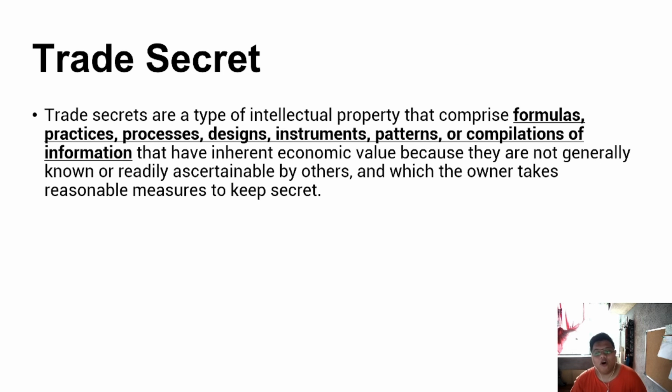The fourth type of intellectual property is what we call the trade secret. What is trade secret? Trade secrets are a type of intellectual property that comprise formulas, practices, processes, designs, instruments, patterns, or compilations of information that have inherent economic value because they are not generally known or readily ascertainable by others, and which the owner takes reasonable measures to keep secret. Basically, it's a secret from other trading companies.